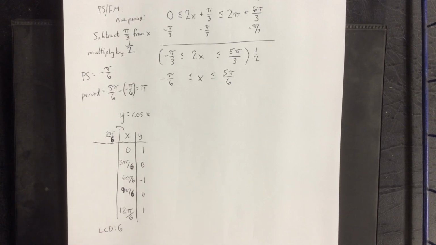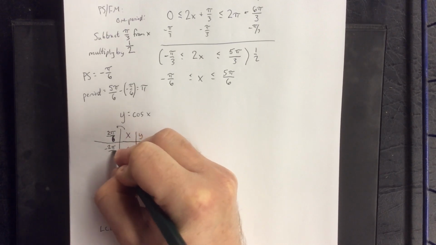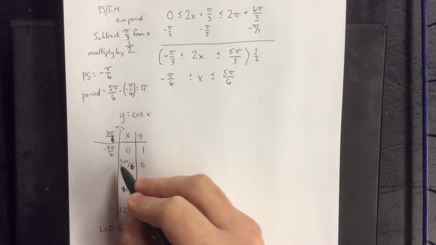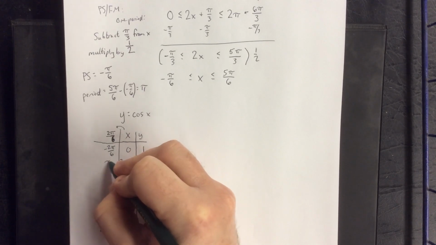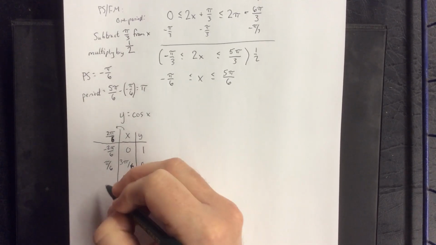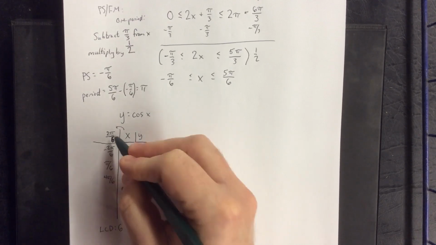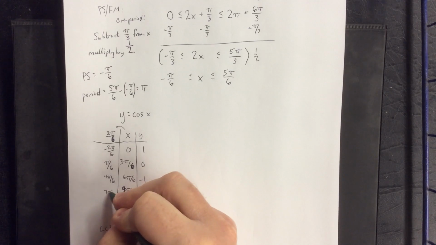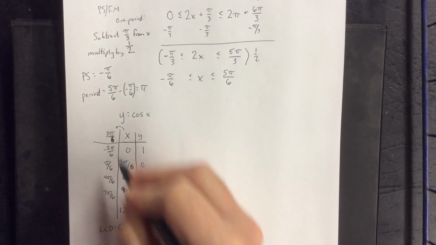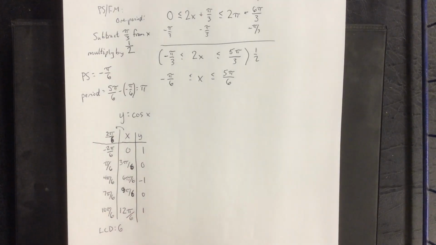So I'll be subtracting 2 pi over 6. So this will be minus 2 pi over 6. 3 pi over 6 minus 2 pi over 6 will be pi over 6. 6 pi over 6 minus 2 pi over 6 will be 4 pi over 6. 9 pi over 6 minus 2 pi over 6 will be 7 pi over 6. And 12 pi over 6 minus 2 pi over 6 will be 10 pi over 6.